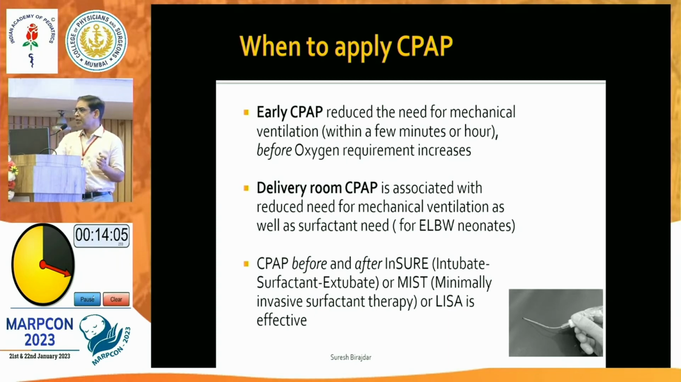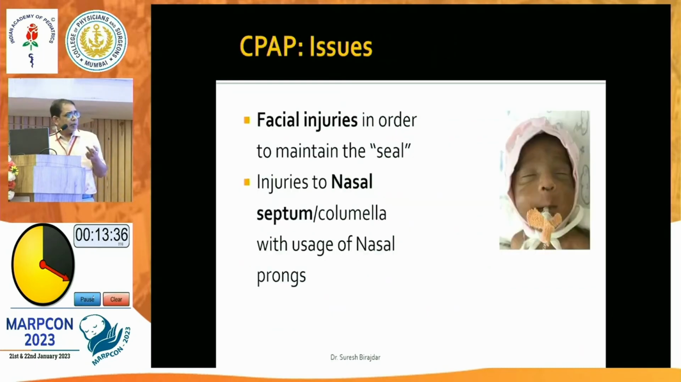So administration of surfactant in a least invasive or minimally invasive way, or by the INSURE technique, that is, intubate, give surfactant, extubate and put on CPAP. All these three techniques can be preceded and followed by giving CPAP. By doing this, the incidence of chronic lung disease will be less and the need for mechanical ventilation will be lesser as well. But CPAP comes with its own issues.